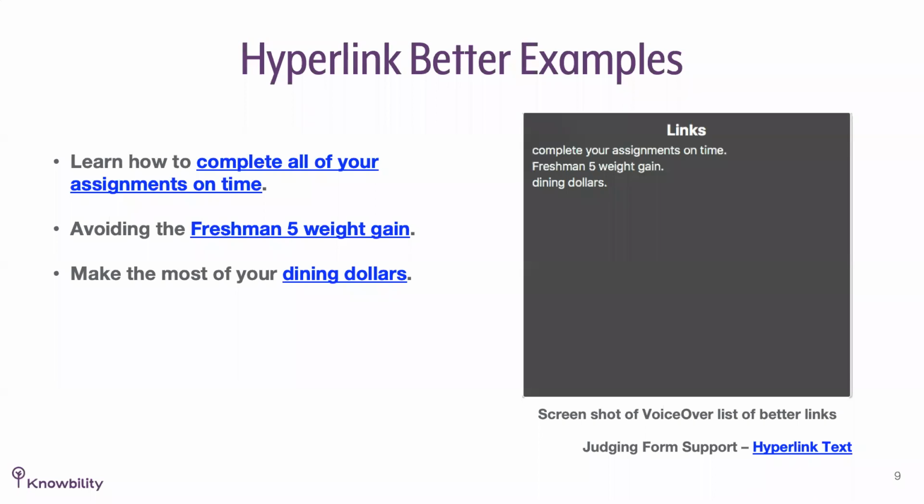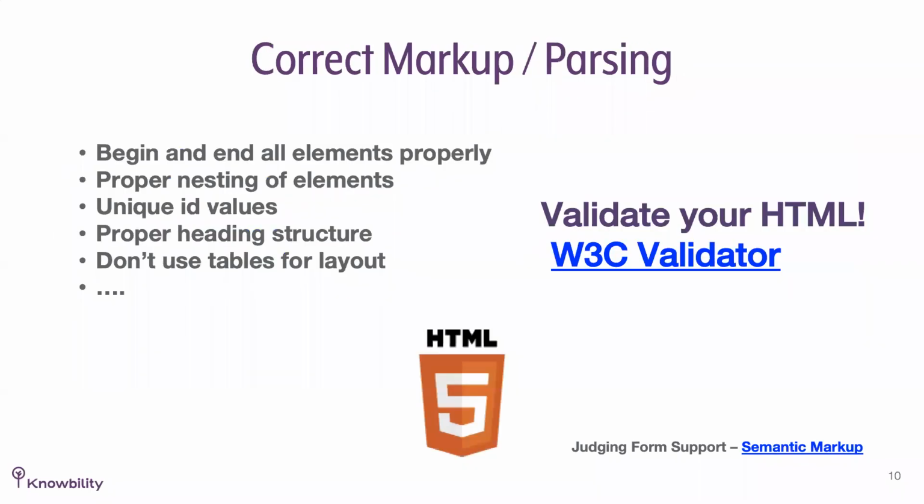Okay, so that was the hyperlink text item on the form. The next one we talk about is semantic markup. Now, if you're using a content management system, you don't always have control over this, but most of them give you the option of adding your own HTML, but at least use the elements that are there properly. So if you're coding, begin and end all elements properly, nest things properly, and we'll see that when we talk about headings.